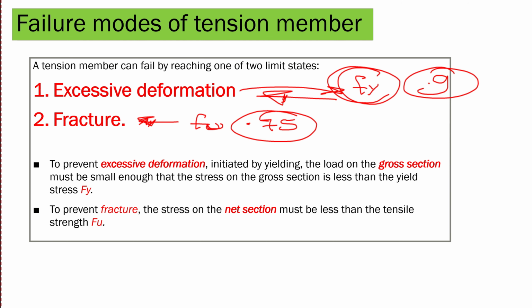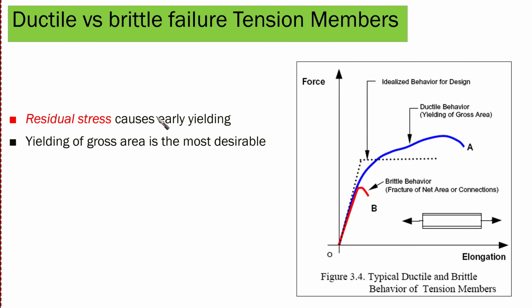And even for ASD, we're going to find that here we're going to use a safety factor like 1.67, for example. Here we're going to use a safety factor of 2. So this means that this limit state is preferred over this limit state, or this failure mode is preferred over this failure mode. Okay, so now we understood the meaning of ductile and brittle failure for our limit states and which one is preferred over the other. Yielding of gross area is most desirable.